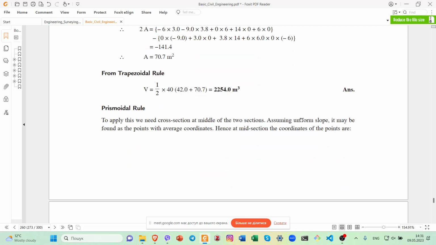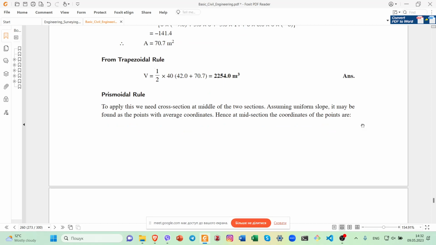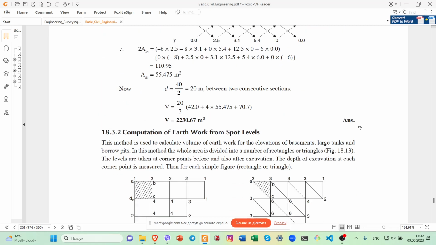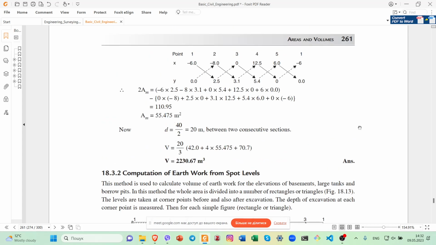Prismoidal rule: to apply this, we need the cross-section at the middle of the two sections. Assuming uniform slope, it may be found as the points with average coordinates. Hence, at midsection, the coordinates of the points are as shown. And here you can finally calculate the volume, which is 2,230.67 cubic meters.